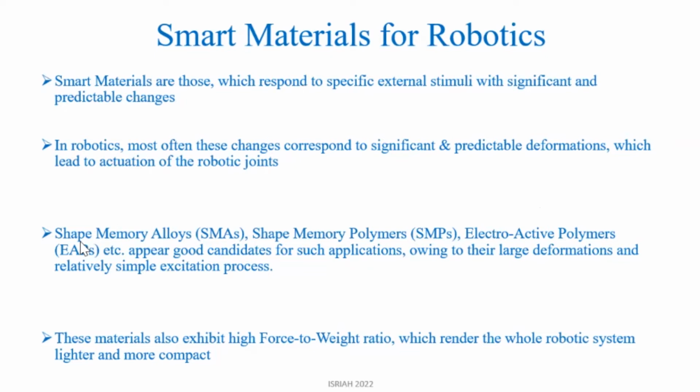First of all, shape memory alloys, followed by shape memory polymers. Apart from that, there are electroactive polymers which actuate on application of electric field or electric voltage. Apart from that, there are several smart materials like rheological fluids, electro-rheological fluids, magneto-rheological fluids, or maybe photosensitive, thermosensitive, light sensitive polymers.